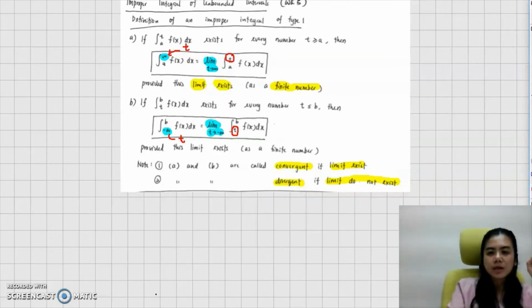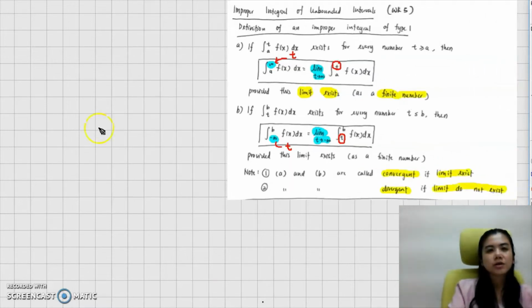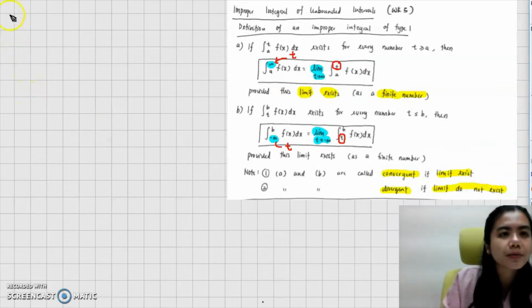Okay, so let's just look at the example directly. First, through the example, you understand more of the definitions.